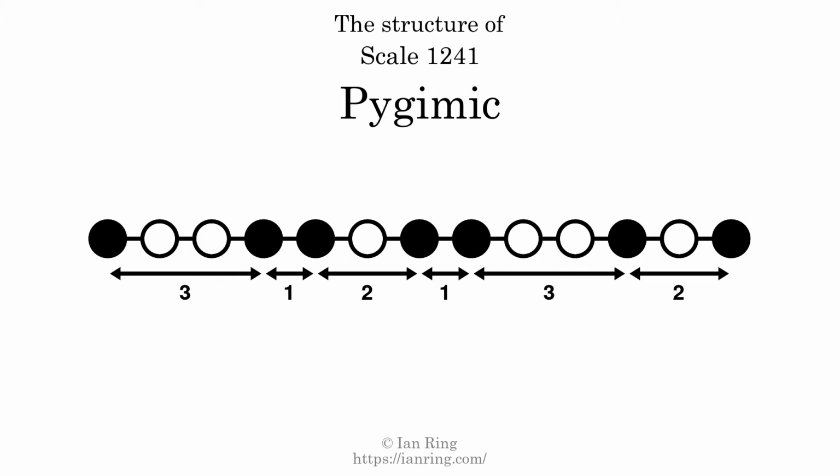The structure of a scale is a description of the interval distance between each successive tone. This scale has a structure of 3-1-2-1-3-2.